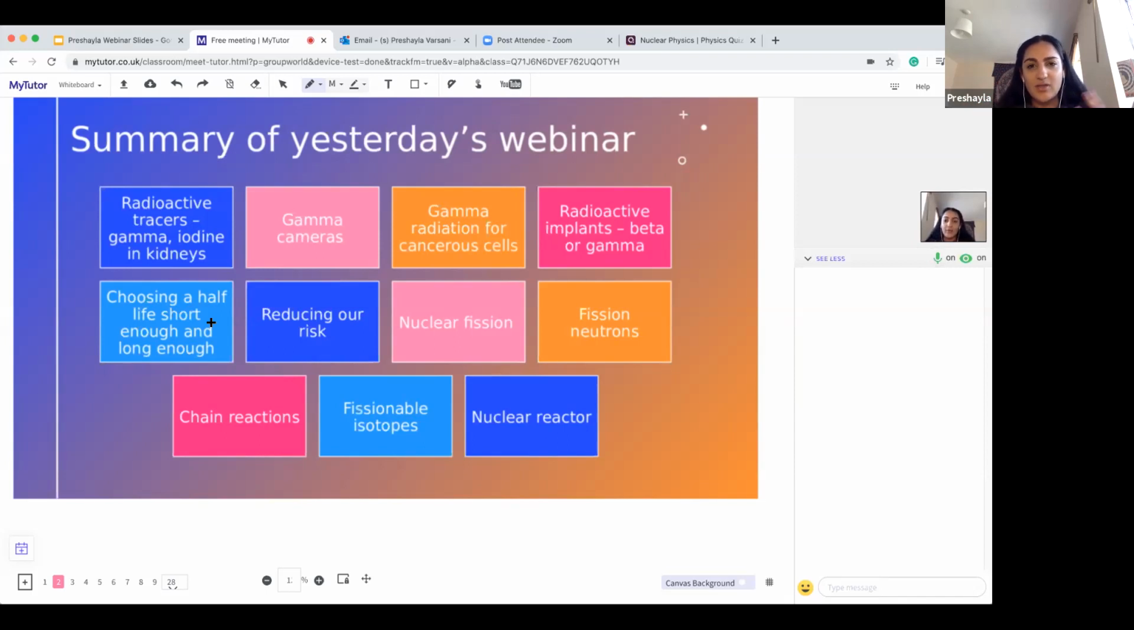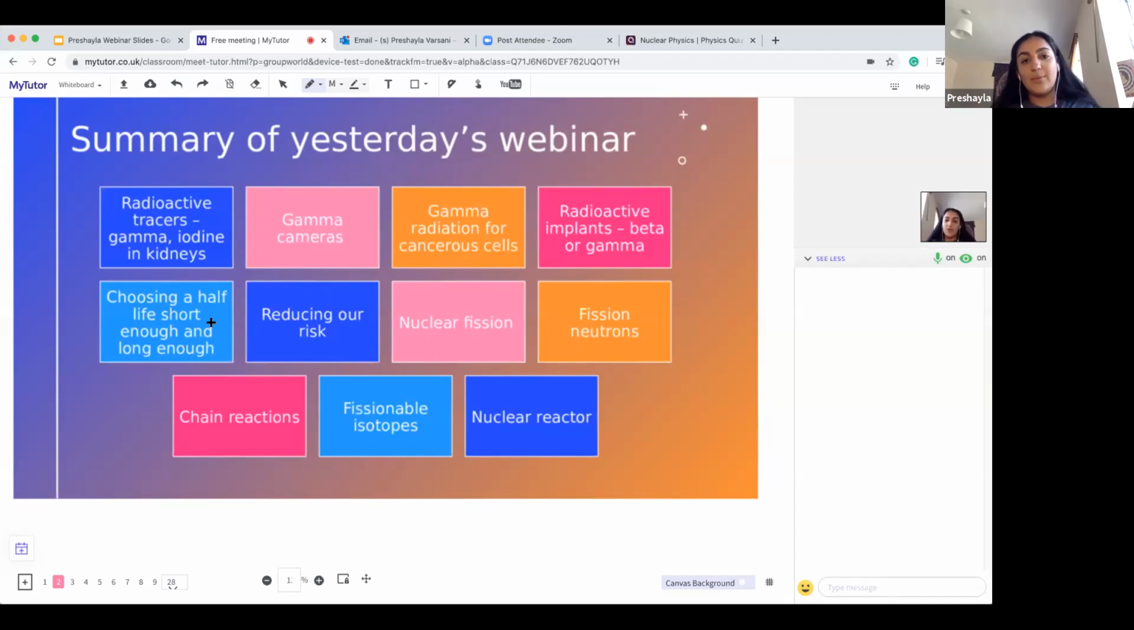We looked at the toss-up between having a half-life that is short enough to suit its medical purpose, so either to take an image or to be tracked, and long enough so that you can take an image and use it for the medical purpose, but short enough so that it will decay and won't stay in the patient's body for a long time.